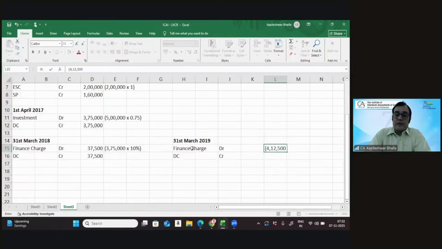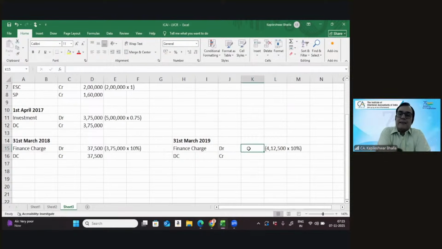So this works out at 4,12,500, and I think that's rightly given again. That's correct. So we need to consider the cumulative figure on which we're going to consider the interest, and this is, I guess, 41,250.